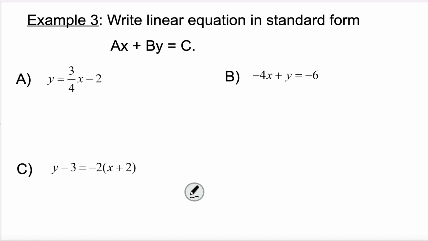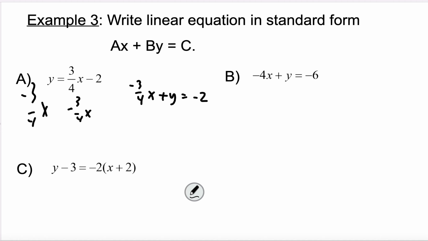This one says to write the linear equation in standard form. So what's wrong with that first one? That first letter A, y equals 3/4 x minus 2, is in slope-intercept form. So we have to put that in ax plus by equals c form. I'm going to bring my positive 3/4 x over to this side by subtracting 3/4 x from both sides. So we end up getting negative 3/4 x plus y equals negative 2.